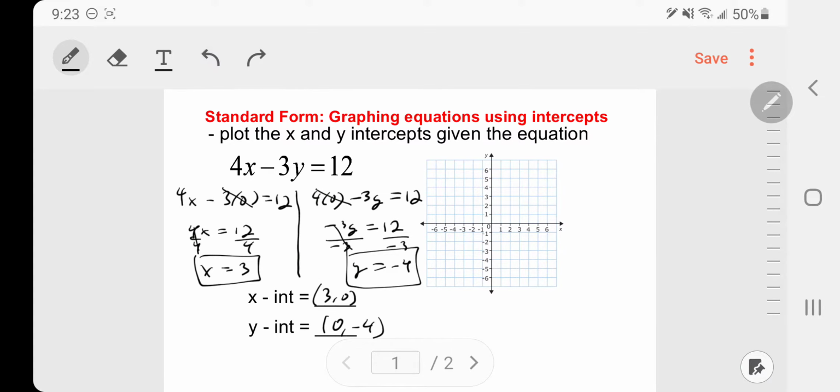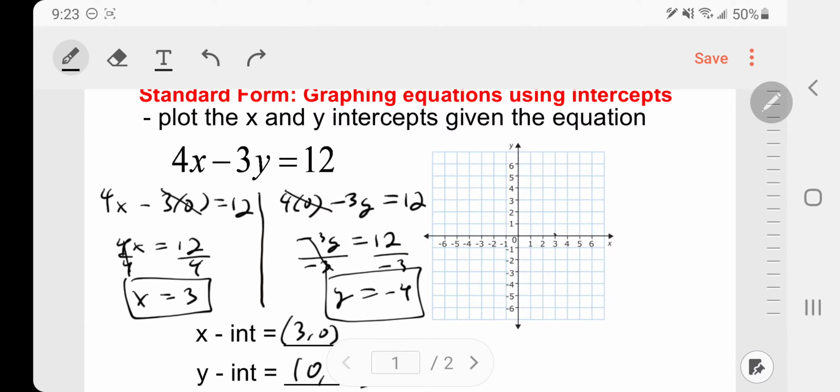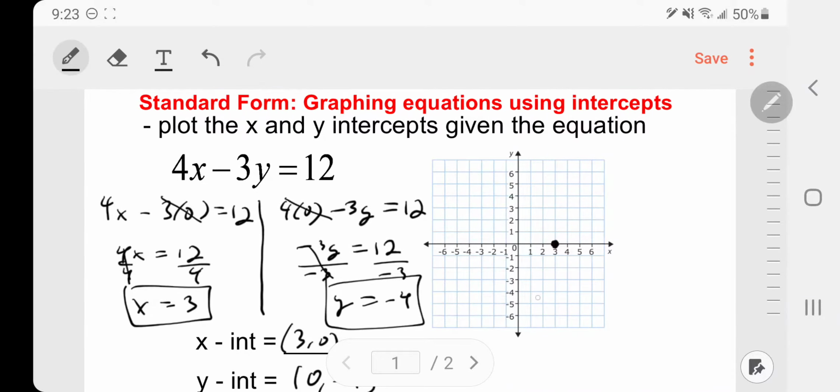So we have our x-intercept, which is (3, 0). (3, 0) is this point right here. And then we have (0, -4), which is this point right here. Alright, and that's it. Two points. Connect our lines, draw our arrows. And that is all you have to do in order to graph using the intercepts.